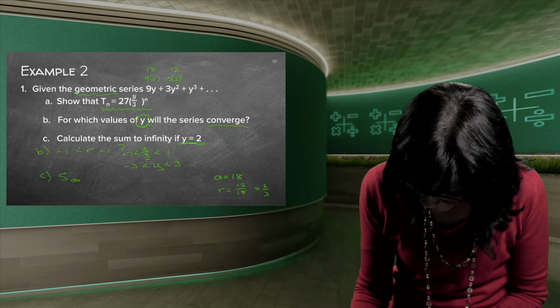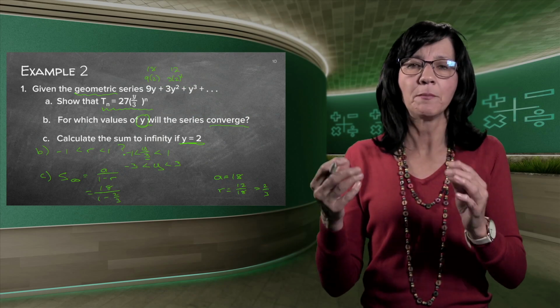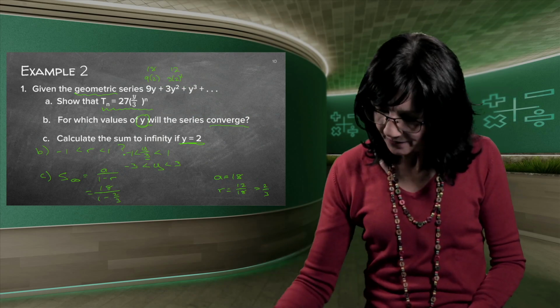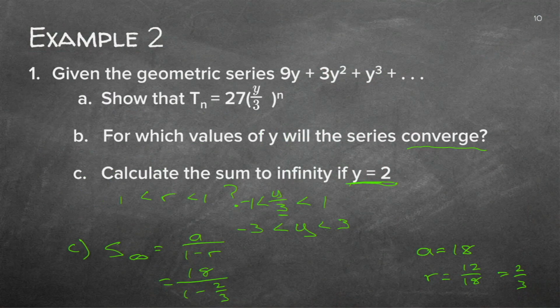Now it's just the formula: a over 1 minus r. a was 18, 1 minus 2/3. If you click that on your calculator, you'll get the answer of S to infinity, the sum of infinite terms. It will give me an answer because my r did lie between -1 and 1. And that's that. Very easy, nothing more difficult than this.